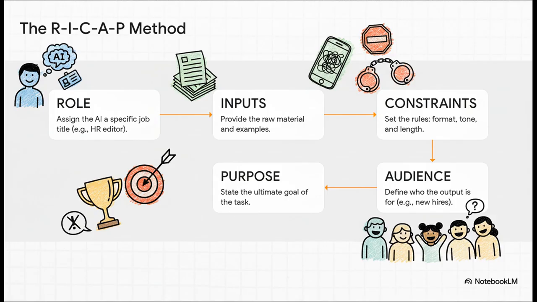Then A is for audience. Who is this for? In this case, new hires. And finally, P is for purpose. What's the end goal here? To reduce confusion and lower the number of support tickets. See, this structure turns that messy request into a detailed, actionable project brief.